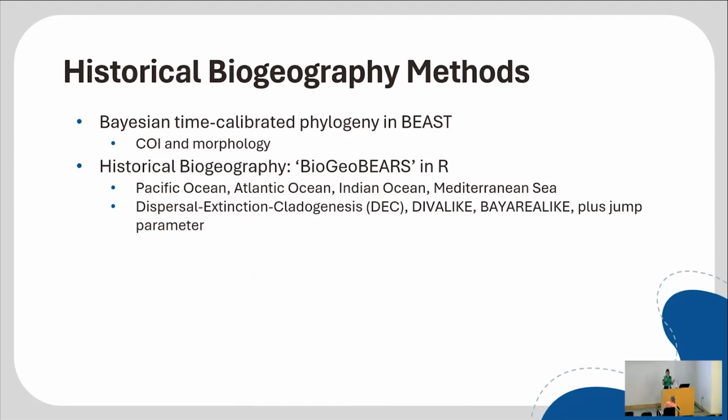And these are just baseline analyses. So if the tree isn't 100% correct, I can redo these in the future. We'll figure it out. But for my historical biogeography, I used BioGeoBEARS in R, with the extant regions being Pacific Ocean, Atlantic Ocean, Indian Ocean, and Mediterranean Sea, and also combinations of these depending on where they live. And then I tested all 3 models available: dispersal-extinction-cladogenesis, DIVA-like, and BayArea-like, plus jump parameters with all of those models. A jump parameter allows for a founder event, which isn't as common with these pelagic free-swimming marine species, but I wanted to test it anyways.